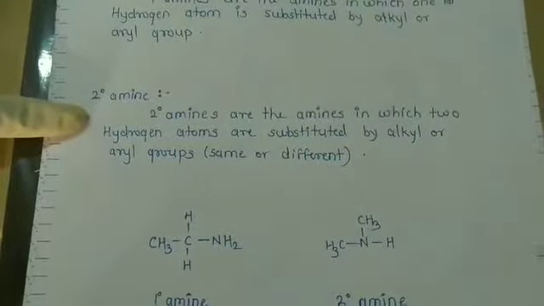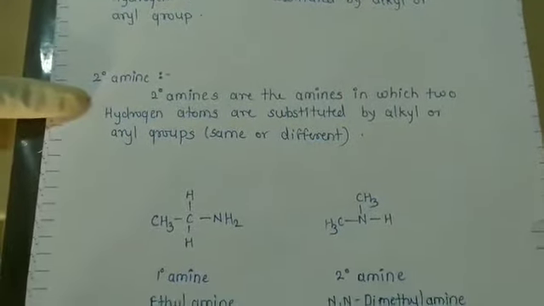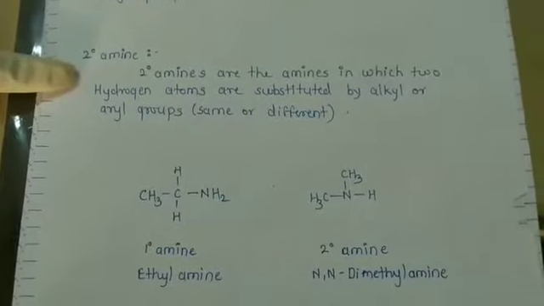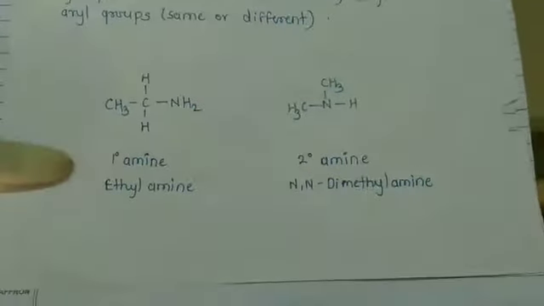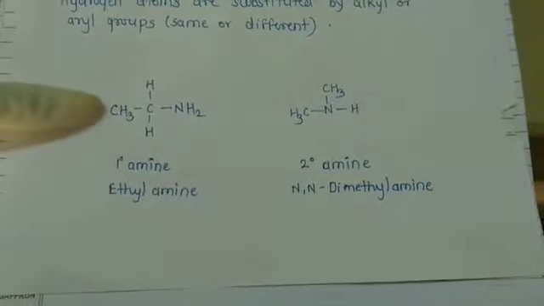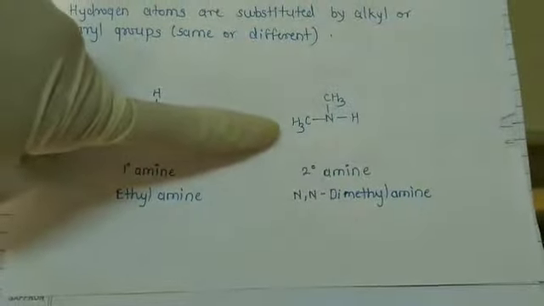Secondary amines are the amines in which two hydrogen atoms are substituted by alkyl or aryl groups, which may be the same or different. Example of a primary amine: ethylamine. Example of a secondary amine: N,N-dimethylamine.